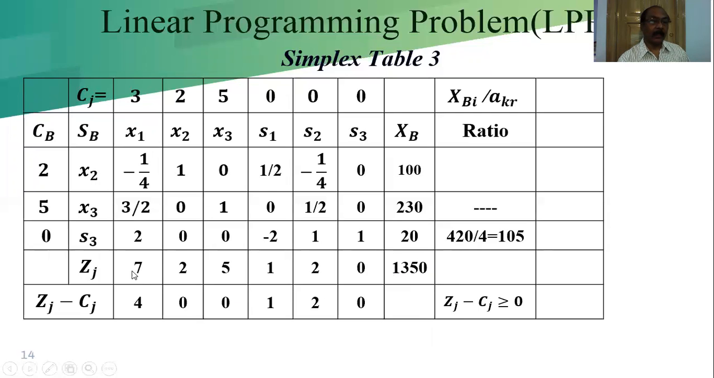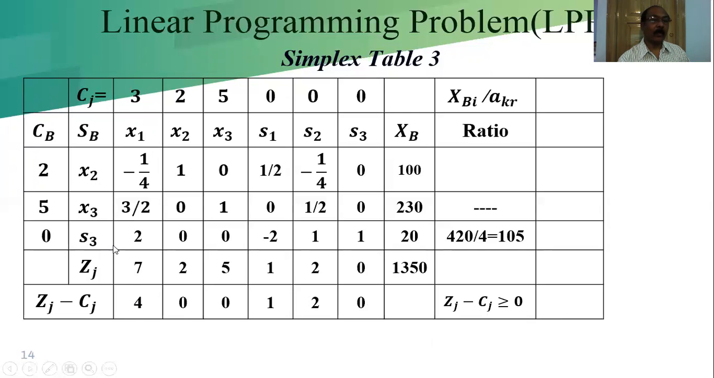And here all Zj minus Cj are greater than or equal to 0. Few are positive and few are 0. So as all the Zj minus Cj are greater than or equal to 0, this is the optimum table. What is the optimum value? 1350 is our optimum value.